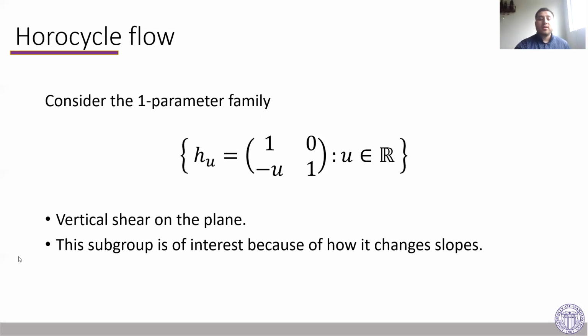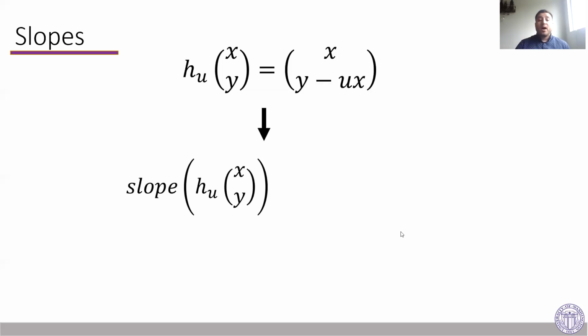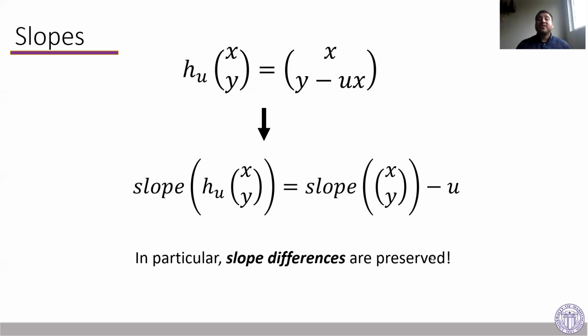So let's flesh that out a little bit. Suppose I had a vector (x, y) and I acted on it by the horocycle flow. This is going to produce a new vector, where the only change is in the vertical component. Now I can look at the slope of the vector after applying horocycle flow and ask, how does this compare to the slope of the original vector? It just decreases the slope by the amount of time that I've flown by. If I have flowed by time u, then I just shrink the slope by u. In particular, we have the following observation: slope differences are preserved.